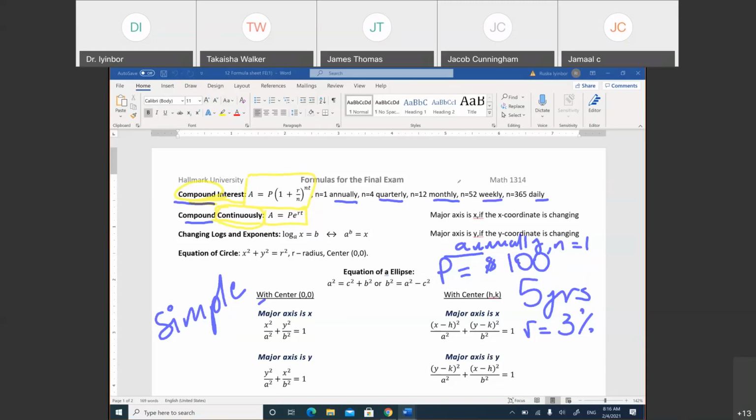Add it, and your principal is going to grow faster. Okay? Weekly, there are 52 weeks, so that's why you're going to do it 52 times. Daily is 365, okay? So everybody understand the concept?